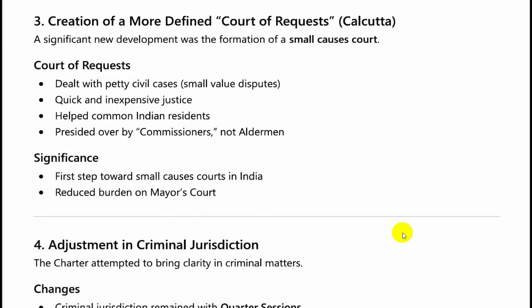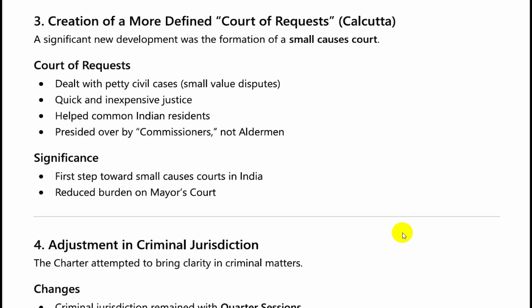A court of request was created in Calcutta. This was a significant development, as this was the first time a small causes court was introduced. This court of request dealt with small petty civil cases, basically small value disputes, and therefore the governor and council would be rid of the overburdening of litigations coming from the mayor's court through appeal. Now there was a separate court, the court of request, which would handle these small matters.